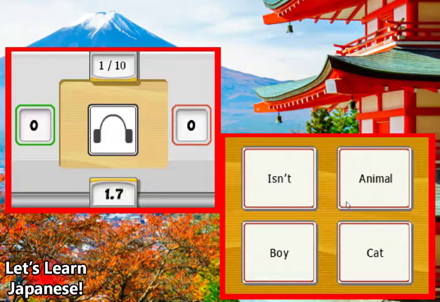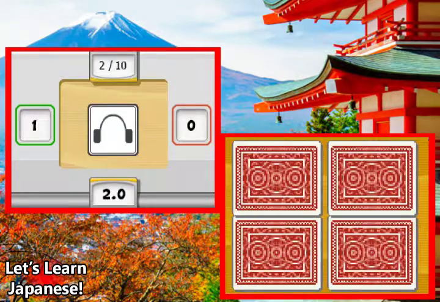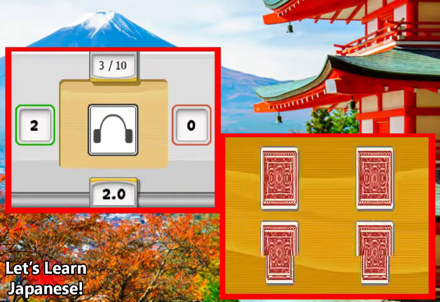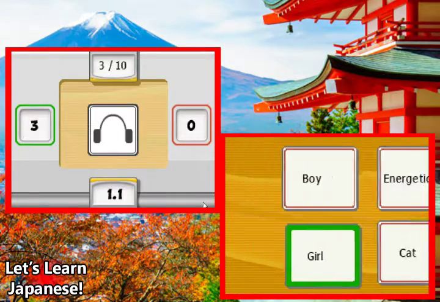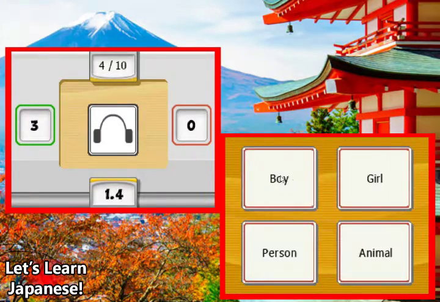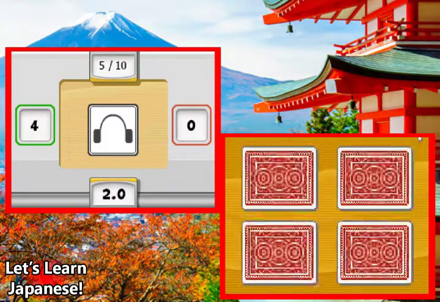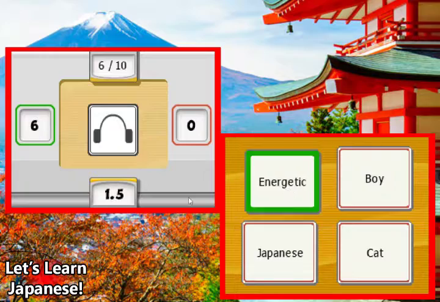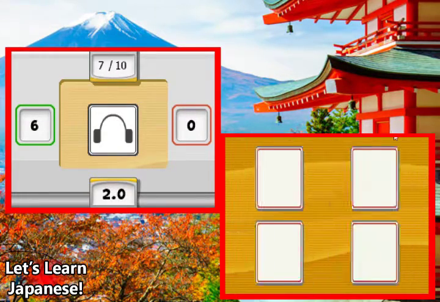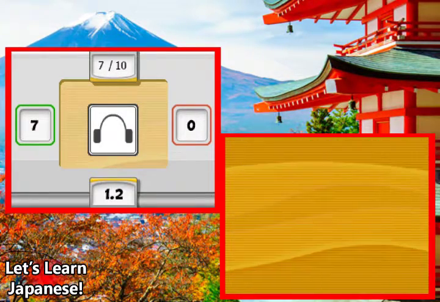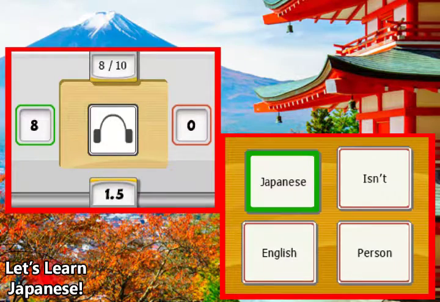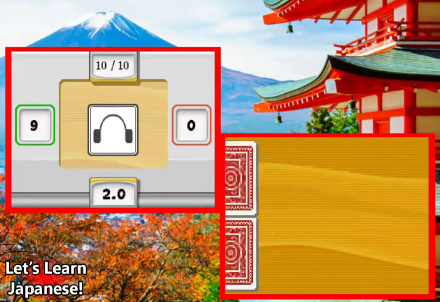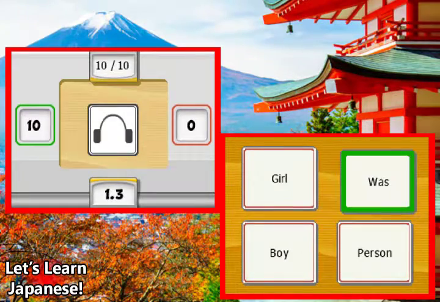動物 Animal. ではありません。 Isn't. 女の子 Girl. 男の子 Boy. 猫 Cat. 元気 Energetic. 人 Person. 日本語 Japanese. 英語 English. でした。 Was.